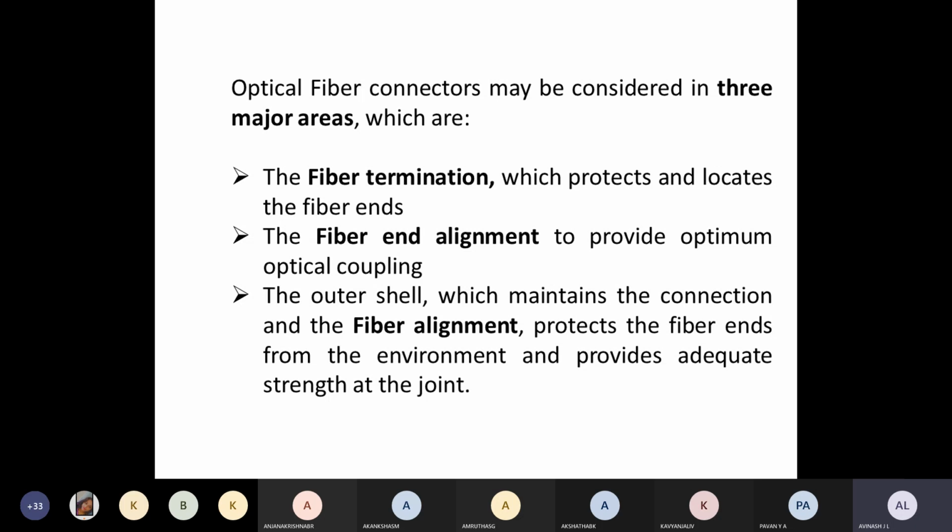The optical fiber connectors may be considered in three major areas: fiber termination, which protects and locates the fiber ends; second, fiber end alignment to provide optimum optical coupling; the third is the outer shell, which maintains the connection and fiber alignment.